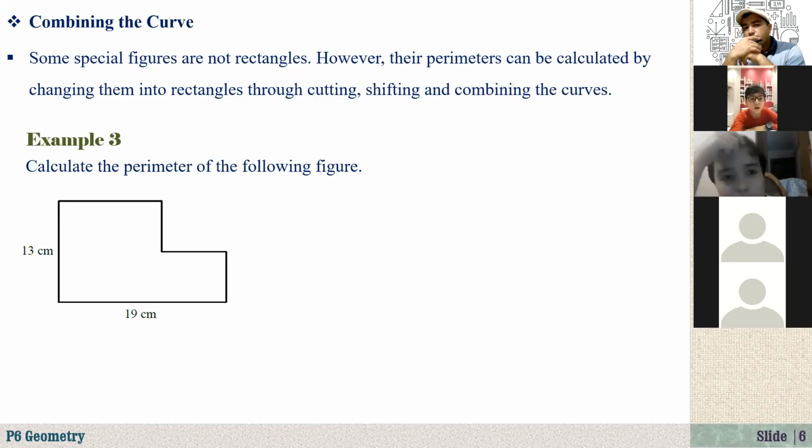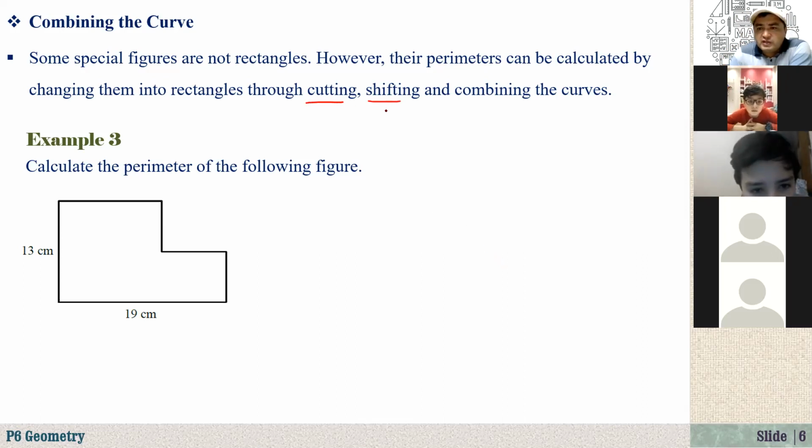Some special figures are not rectangles. However, their perimeters can be calculated by changing them into rectangles through cutting, shifting, and combining the surfaces. Shifting means moving. Now from here, we need to find the perimeter of this figure. It's not a rectangle, it's a kind of geometric figure. And again, what is the perimeter? The length of the boundary.